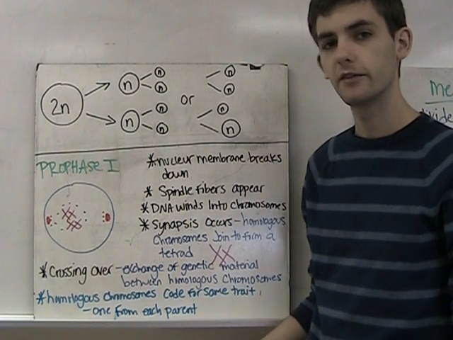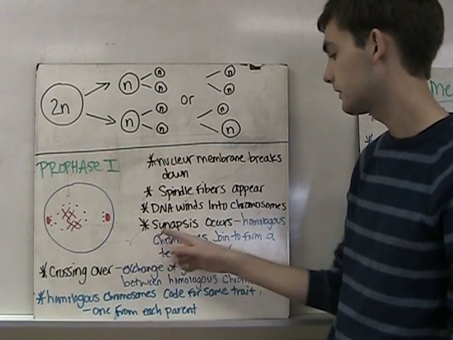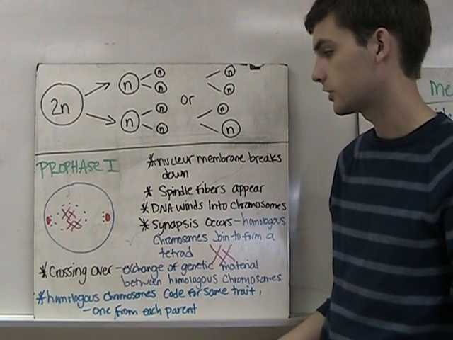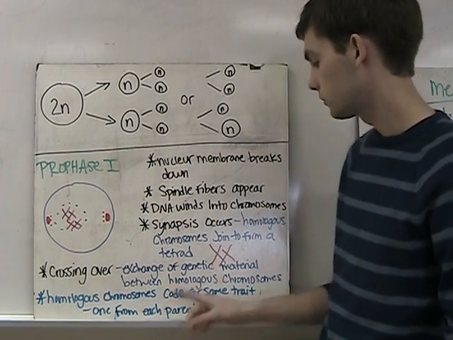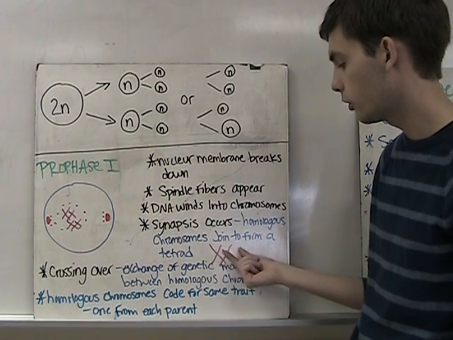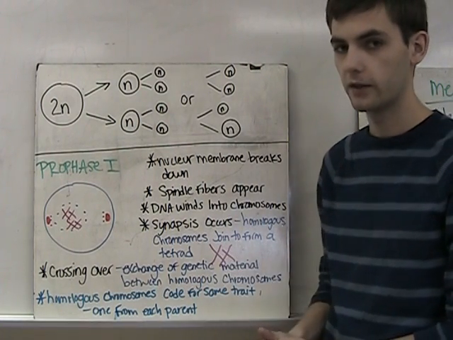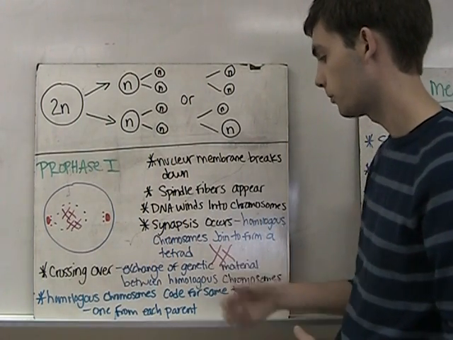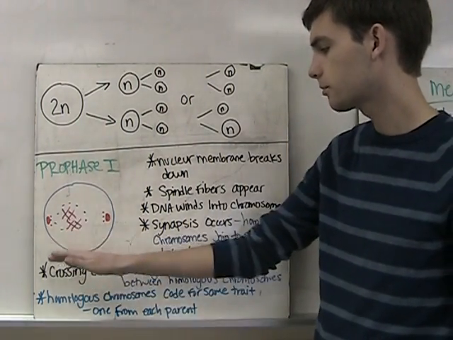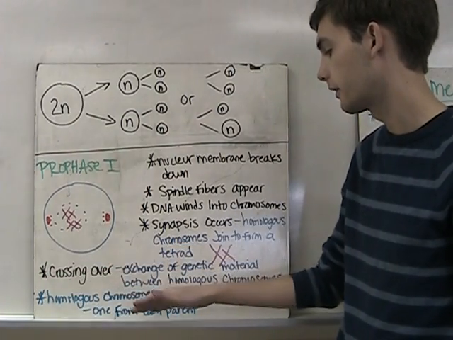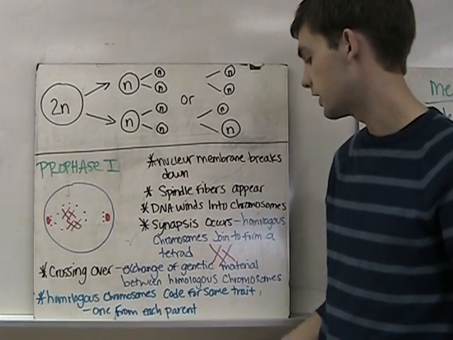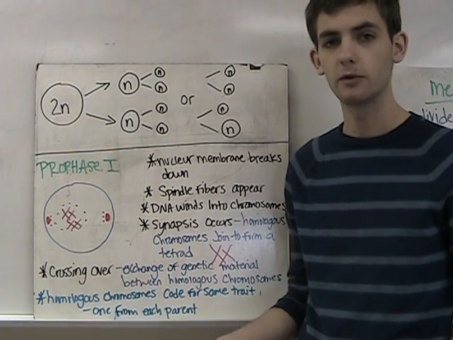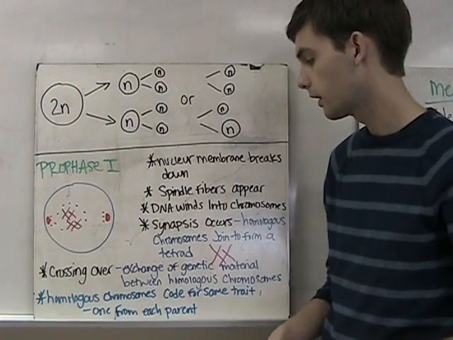What makes this different from mitosis is we can have what's called a synapsis. This is when homologous chromosomes join to form a tetrad. Tetrad means 4. So like this diagram here, 2 chromosomes come together and they form a tetrad, or 4 chromatids. In this process, we can also have what's called crossing over. This is the exchange of genetic material between homologous chromosomes. They actually take a piece of their chromosome and switch it with each other.